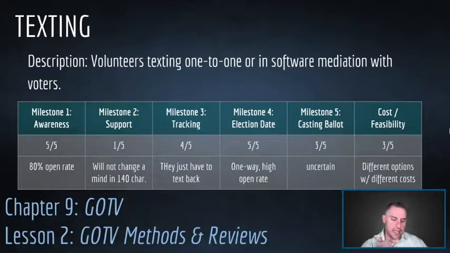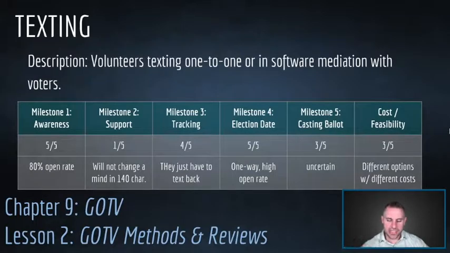Milestone 3, tracking, I did 4 out of 5 because if you ask someone, hey, are you planning on voting? All they have to do is write back yes. Or, are you planning on supporting Chris Moore for supervisor? All they have to do is write yes or no or quit freaking texting me.